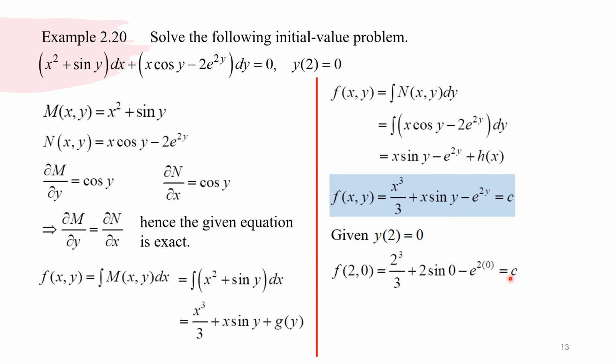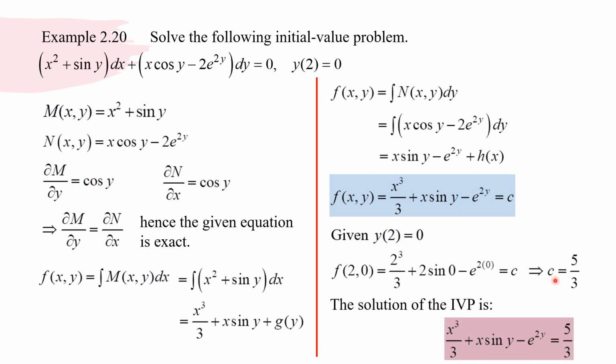So we need to know what this C is. Now 2 cubed over 3 is 8 over 3. Sin 0 is 0, minus e to the power of 0, which is 1. So 8 over 3 minus 1 implies that C must be 5 over 3, and therefore the solution of the IVP is given as follows: x cubed over 3 plus x sin y minus e to the power of 2y equals 5 over 3.